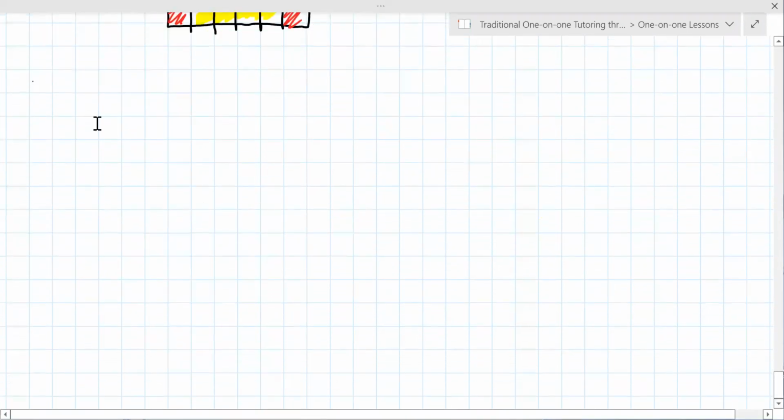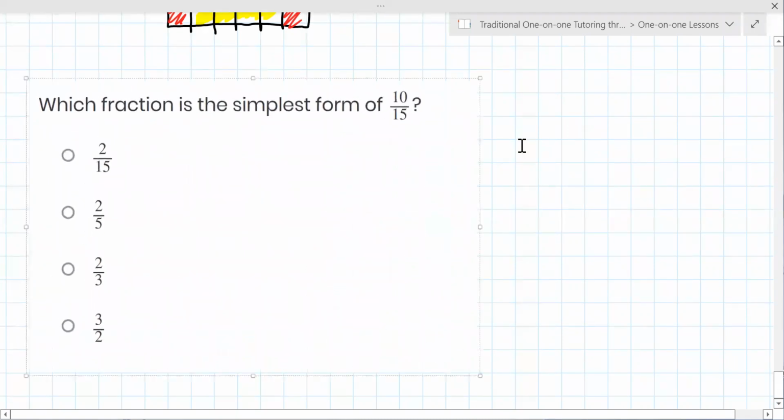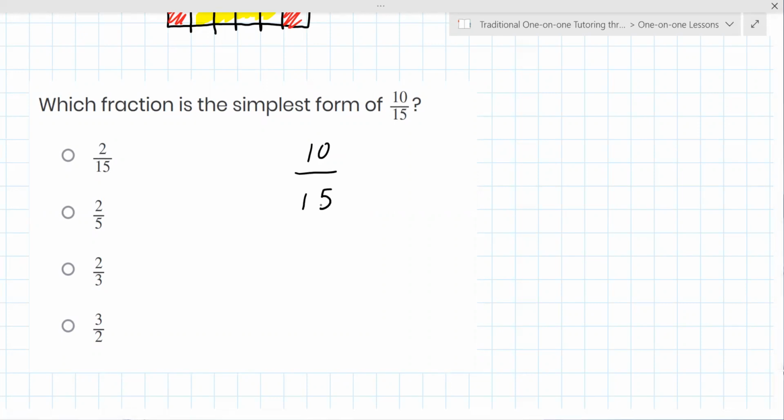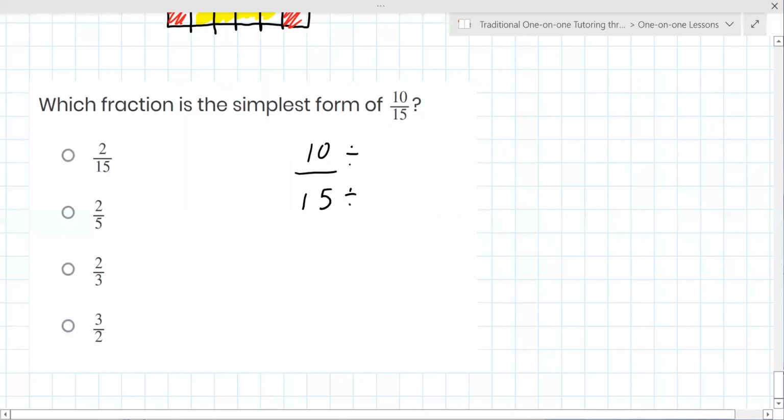Okay, here's a new question for you, Michael. It says, which fraction is the simplest form of 10 divided by 15? Okay, basically you have to decide, is there a number that goes into both 10 and 15? 10 and 15. So by dividing, you divide the top and the bottom number. So I kind of forgot to divide. Okay, well, so here's some numbers to try.